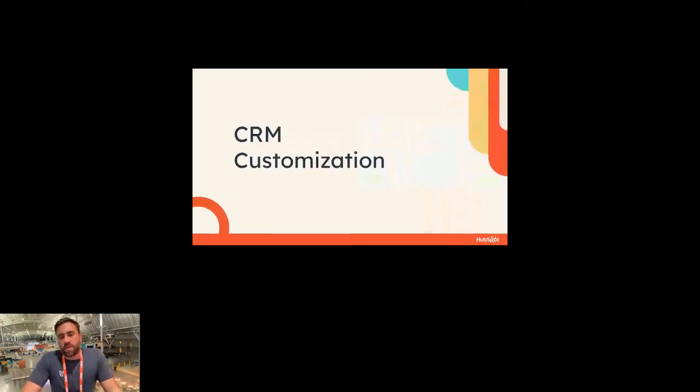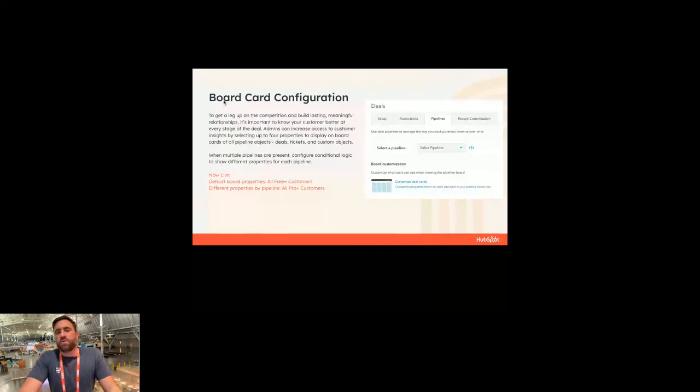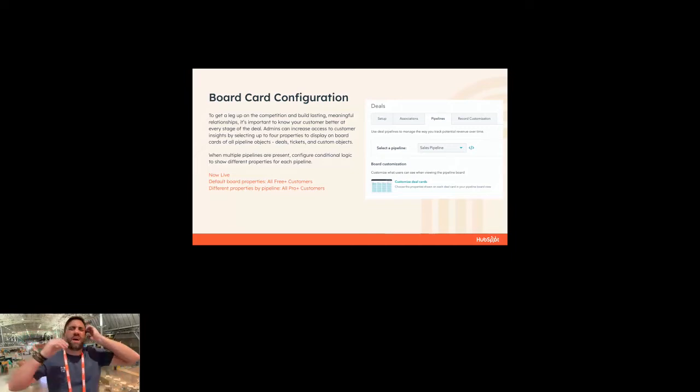Then we look at the CRM customization. So we're able to use the board card configuration. Now I think most of you, I don't know whether you know this or not, but on the actual deal card itself, tickets or anything of that matter, it's always been about amount and close date on those cards. You can change that now completely. You can have up to 4 different types of information sitting on that deal card at the moment.